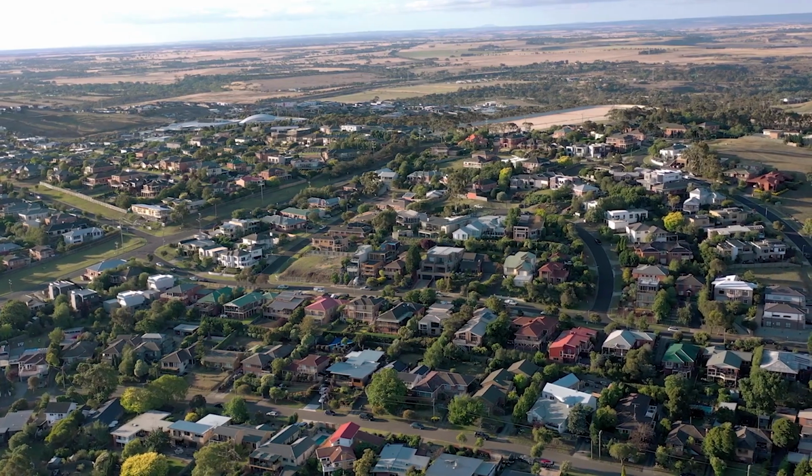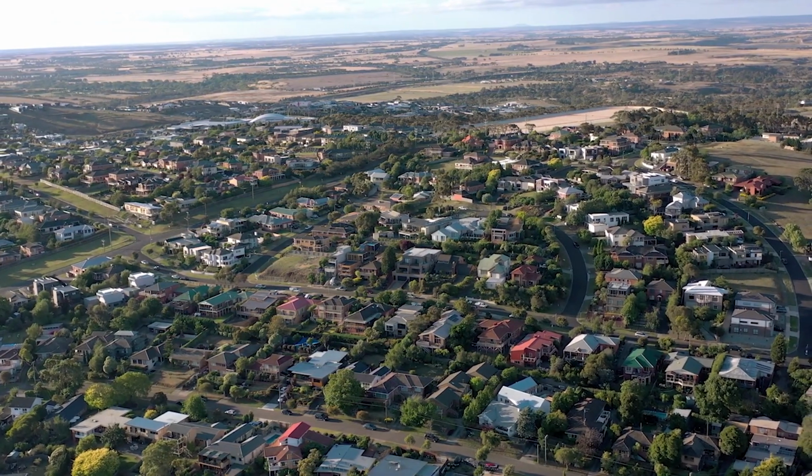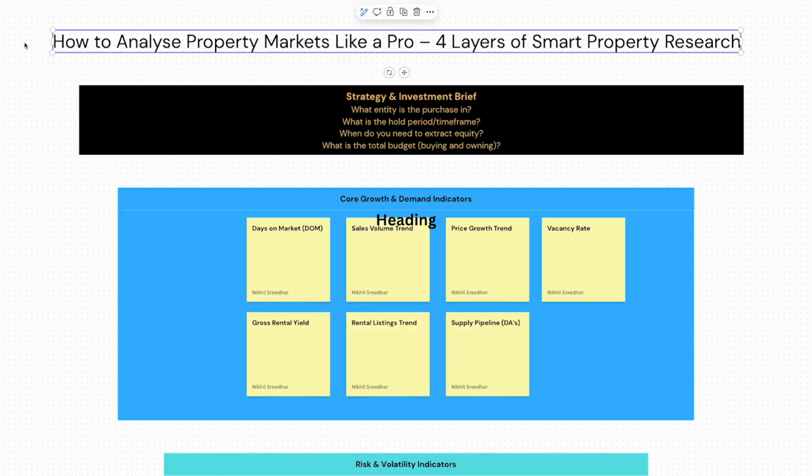Want to know how to separate average suburbs from truly investable markets? In this video, I'll break down the 4 key layers of property market analysis that every smart investor should use. From demand and growth indicators that are core to the search process, to the risk filters, the affordability checks, and finally those important fundamentals that most people miss.